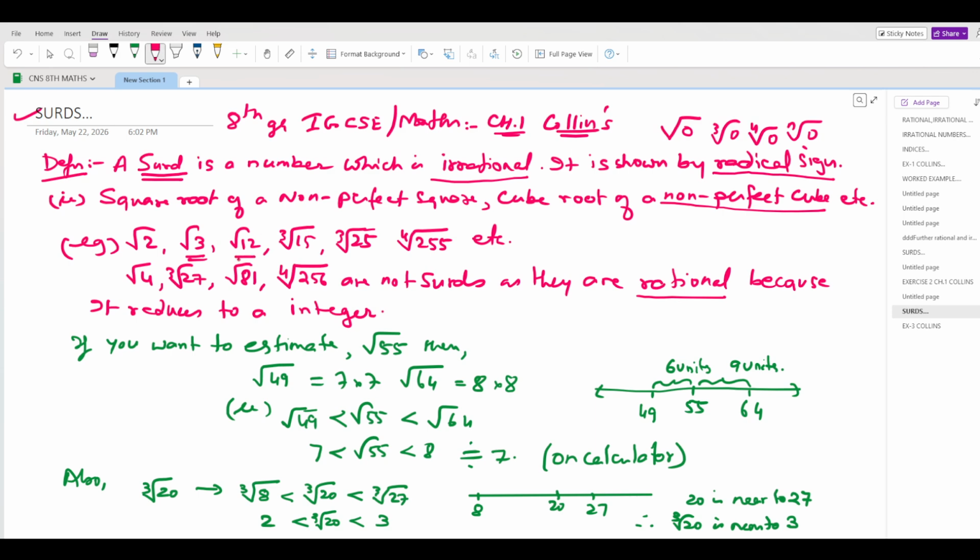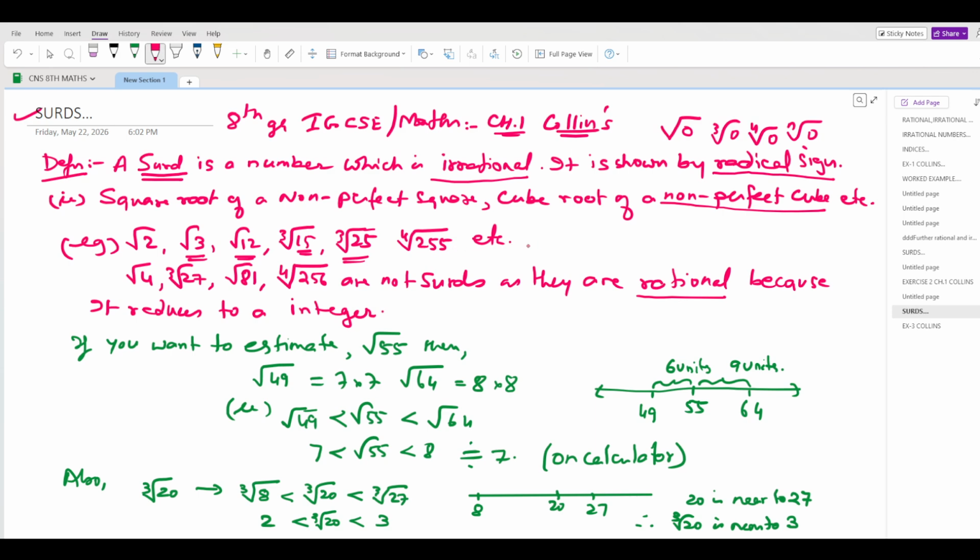In the same way, root of 12 is also a SURD because 12 is not a perfect square. Cube root of 15 is also a SURD because 15 is not a perfect cube. Cube root of 25 is also a SURD because 25 is not a perfect cube. And the fourth root of 255 is also a SURD because 255 is not a fourth power of any number.